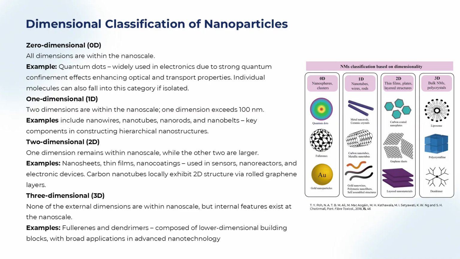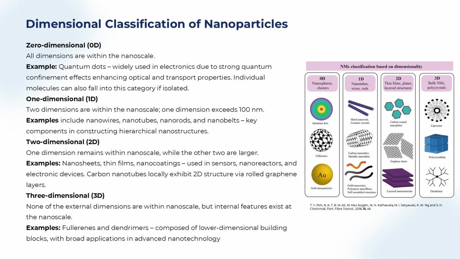So let's talk a little bit more about dimensions of the nanoparticles. What does it mean actually that the nanoparticle is 0-dimensional? It means that all dimensions are within the nanoscale. For example, quantum dots. They are widely used in electronics due to the strong quantum confinement effects, enhancing optical and transport properties.